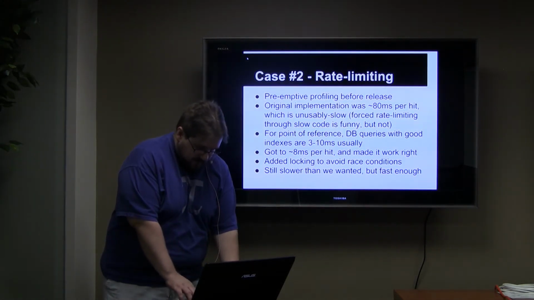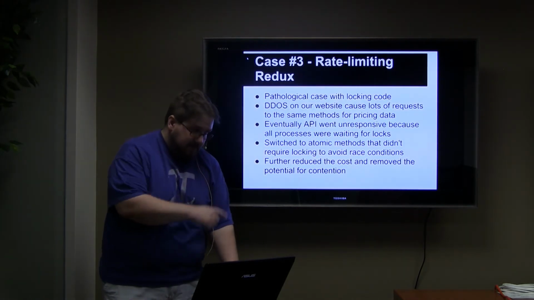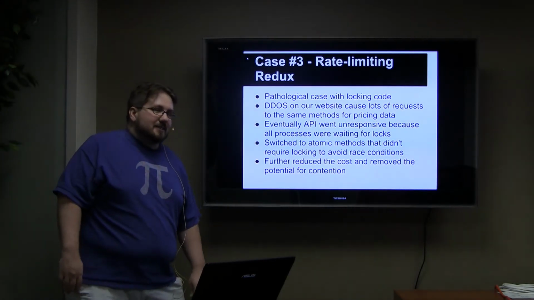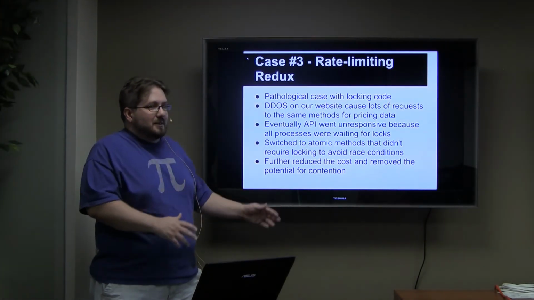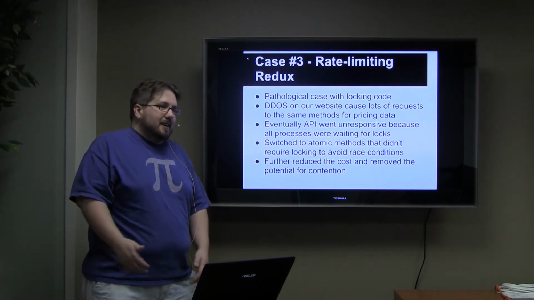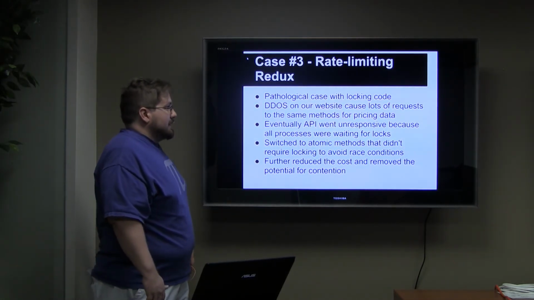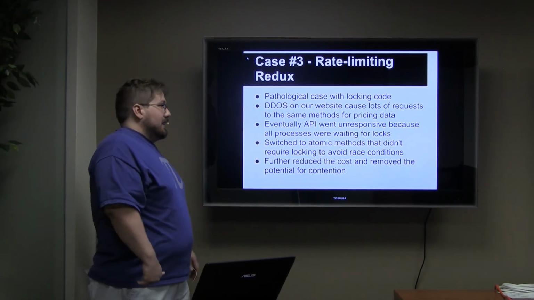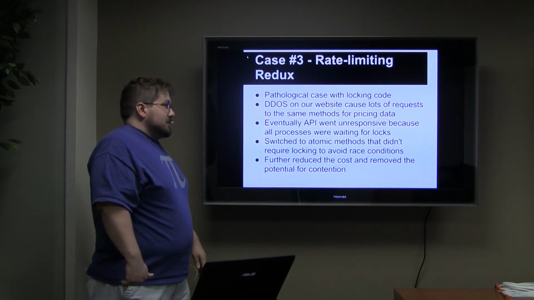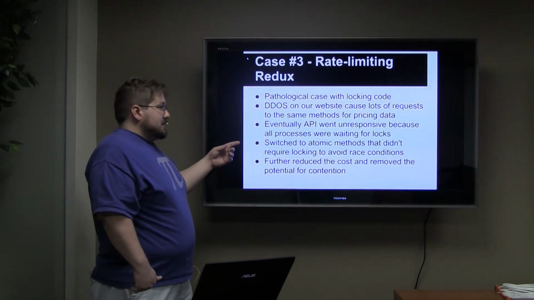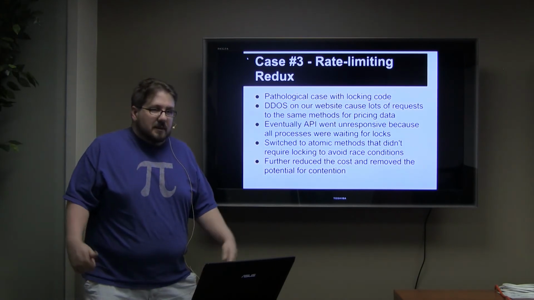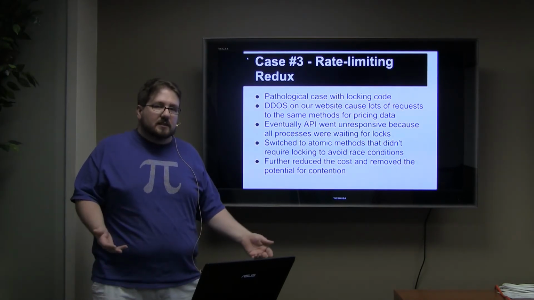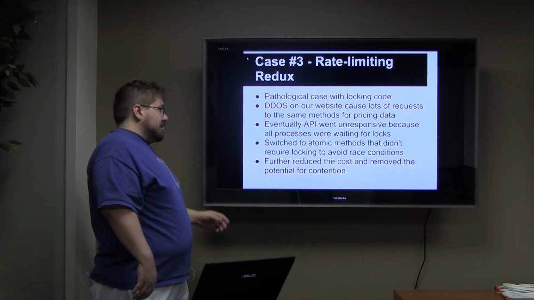Funnily enough, I don't have the NYTProf output from the original one anymore. Rate limiting came up again. This time, that nice locking code that I wrote in the previous iteration turned out to be a problem: if you get a DDoS and your API is handling requests to show prices for your products on your website, eventually all of those API processes were waiting for locks. So the API quit responding to requests because every single process that was available to process a request was waiting to get a lock and fighting over it.